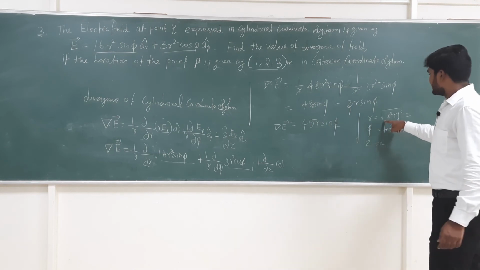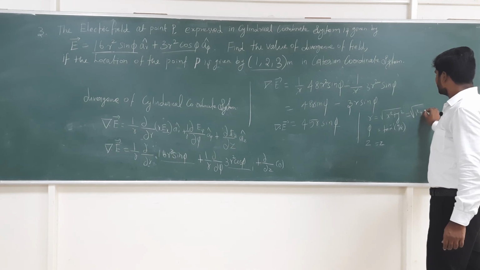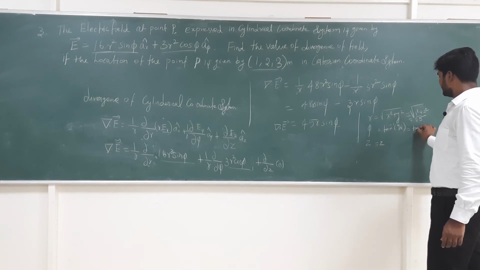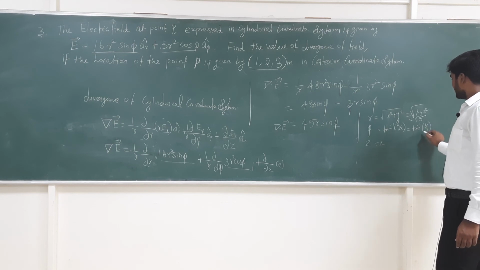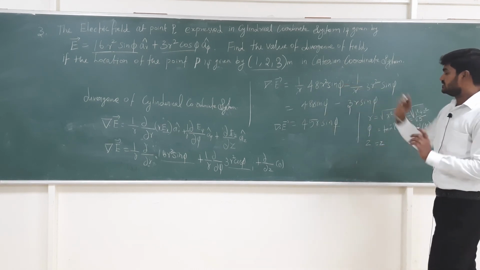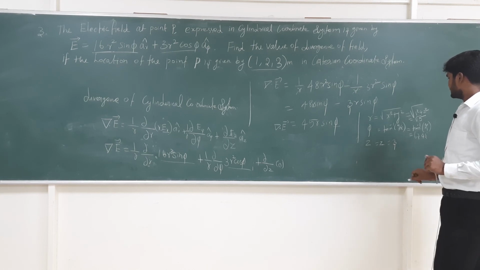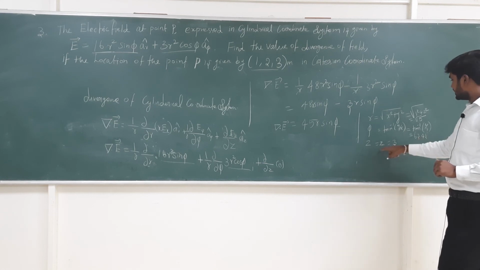Now substitute the x and y values. Here 1 square plus 2 square, so the value is root 5. Now substitute in tan inverse of y by x: the y value is 2 divided by 1, it becomes 63.43 degrees. Already you know the z value is 3. So the r value is root 5, the φ value is 63.43 degrees, and the z value is 3.